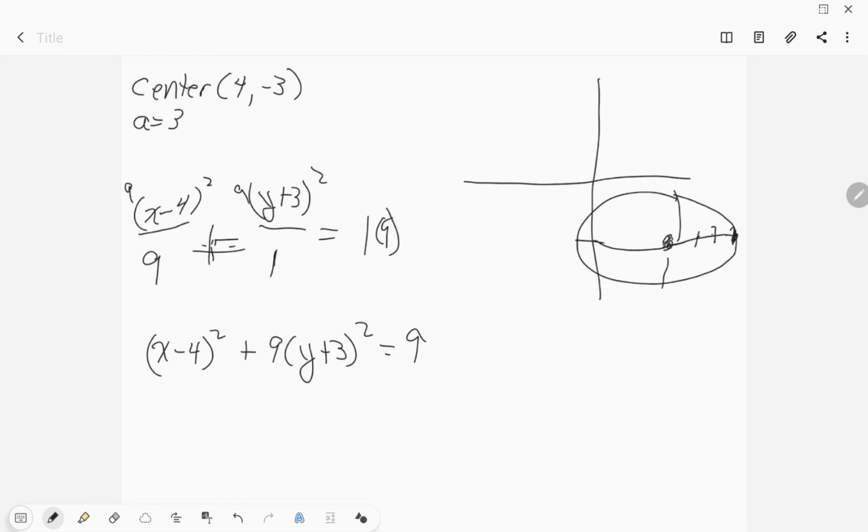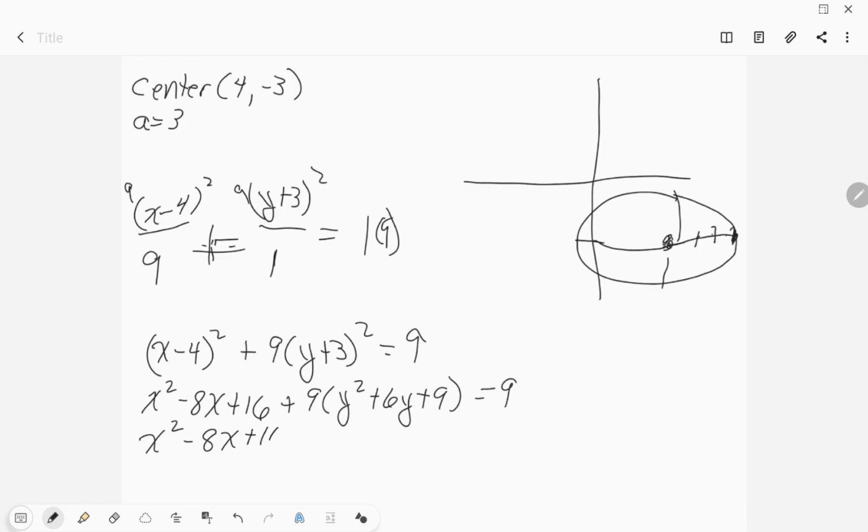So I get 9. Now this is just a matter of expanding, but remember that x minus 4 squared works out to be x squared minus 8x plus 16, and then plus 9 times y squared plus 6y plus 9 is equal to 9. And so x squared minus 8x plus 16 plus 9y squared plus 54y plus 81, and I'll bring this 9 over, minus 9 is equal to 0.